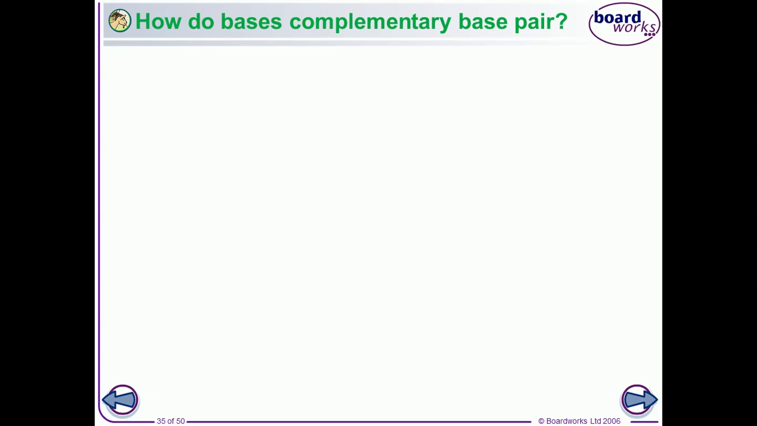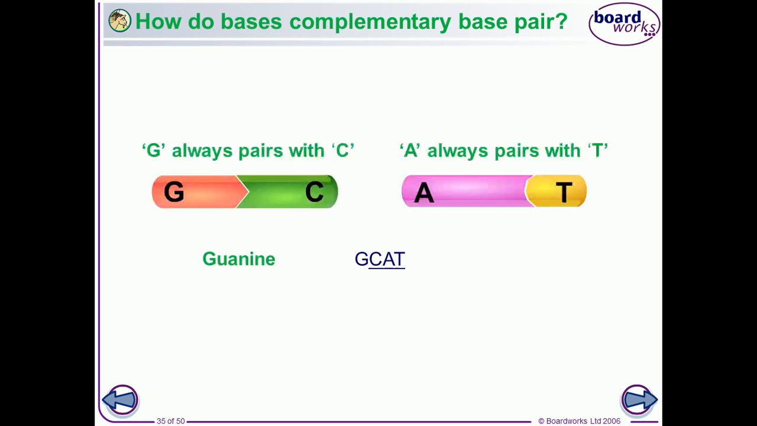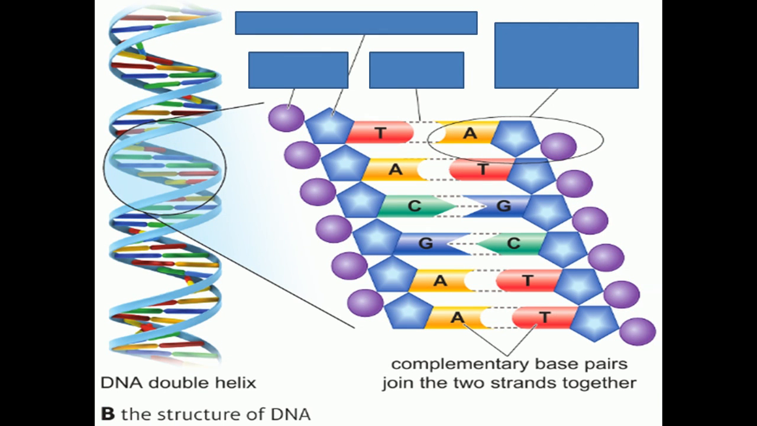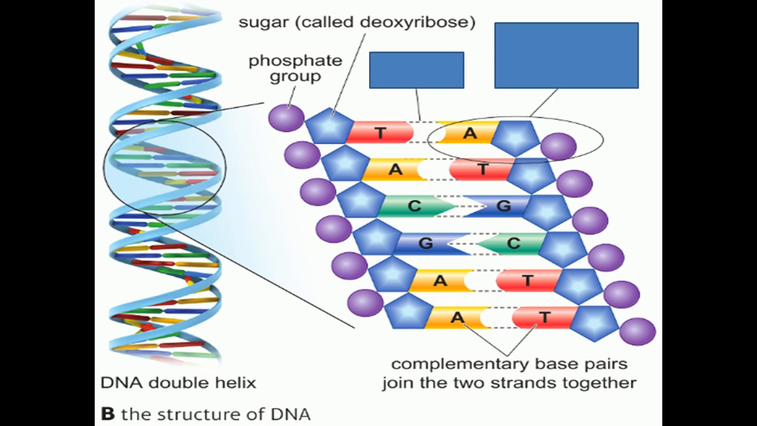We can remember the rule for complementary base pairing using the acronym GCAT, where guanine complementary base pairs with cytosine and adenine complementary base pairs with thymine. Other parts of DNA include the deoxyribose sugar and the phosphate group.